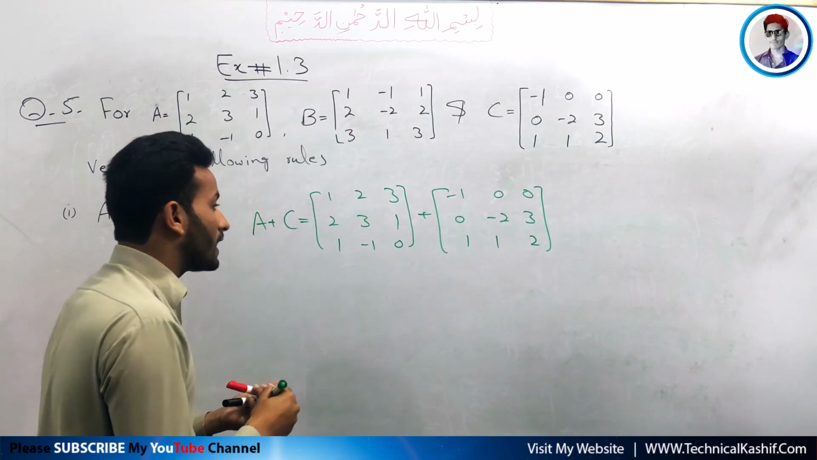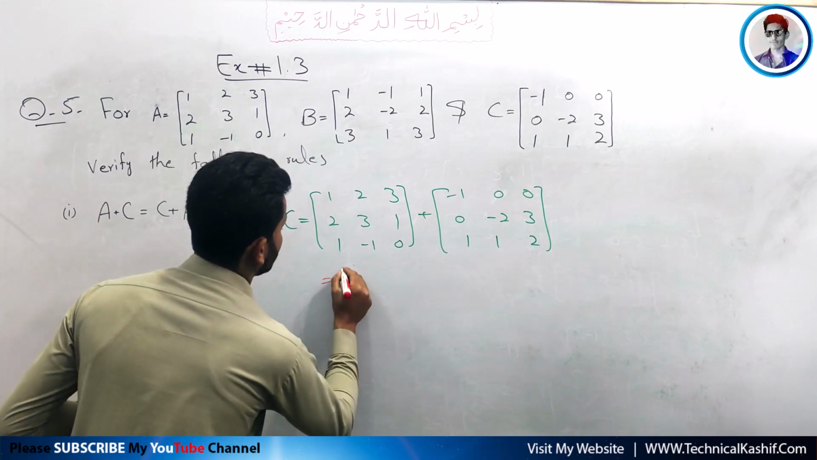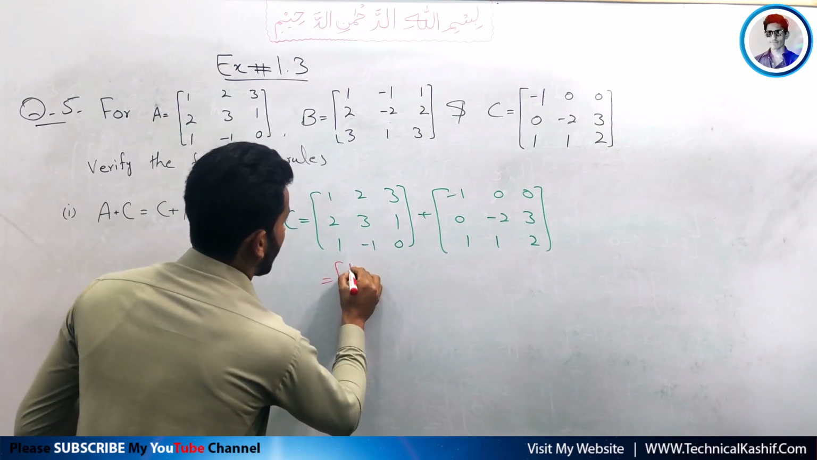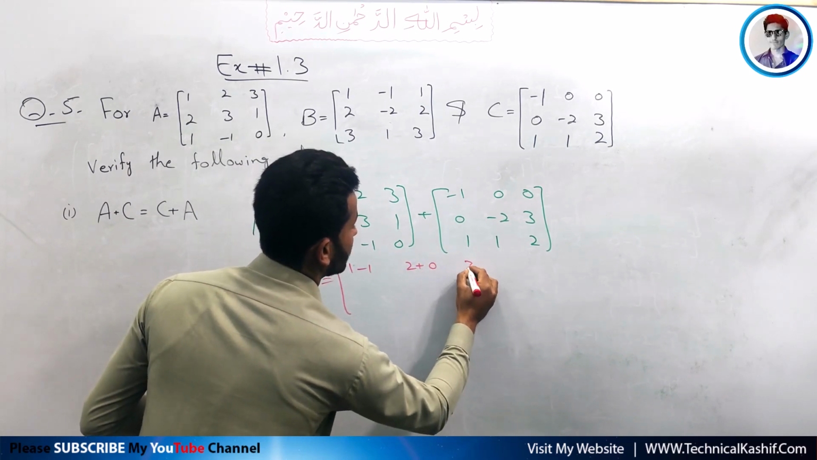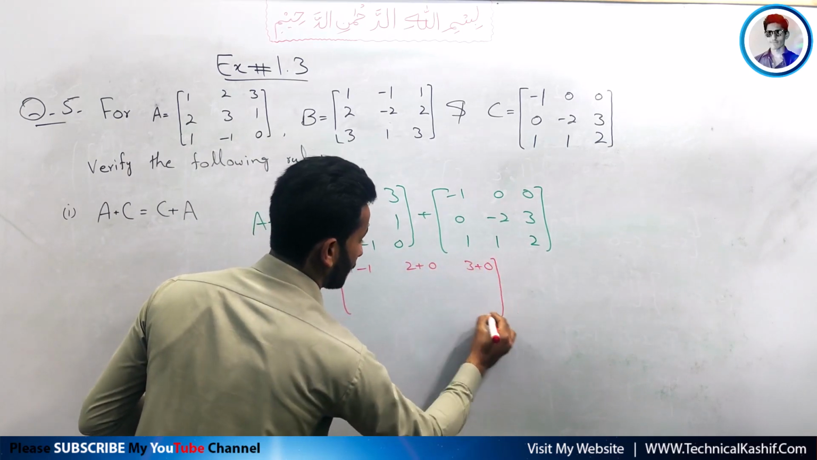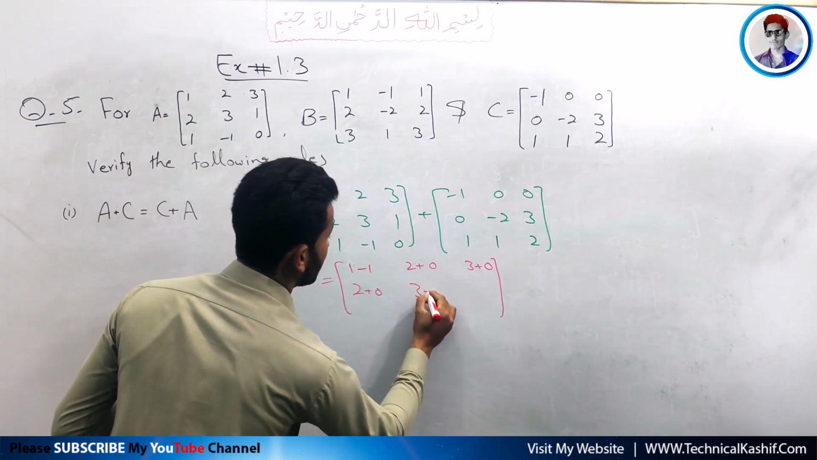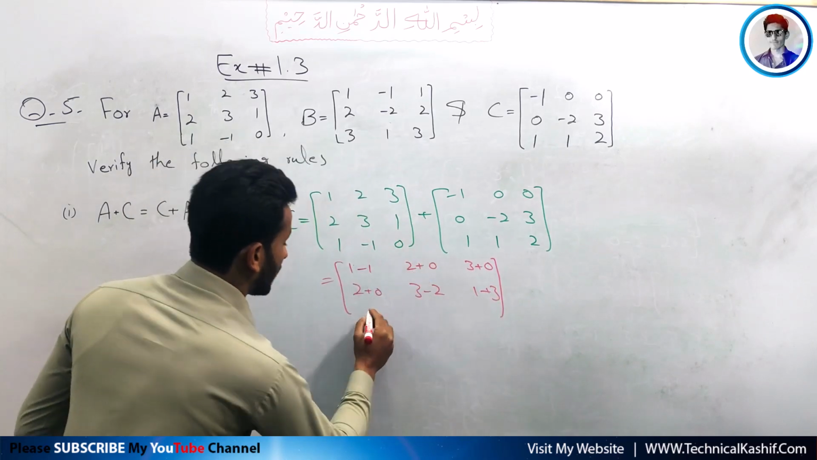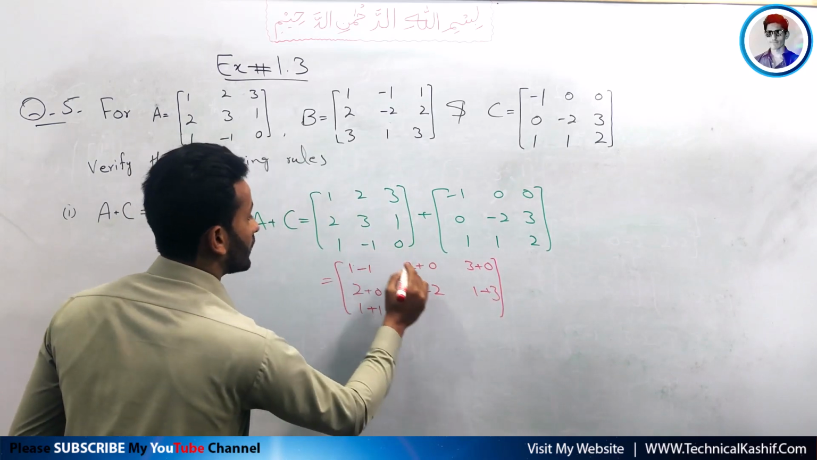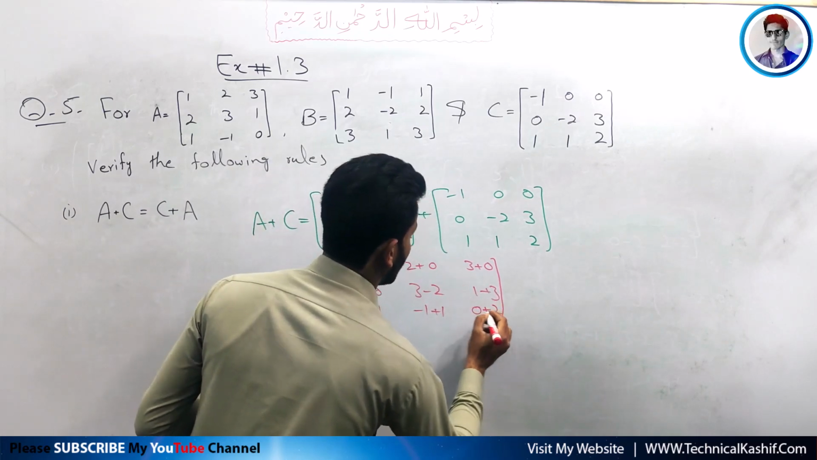By adding A and C, we get 1 minus 1, 2 plus 0, 3 plus 0. Next one, 2 plus 0, 3 minus 2, 1 plus 3. Next one, 1 plus 1, minus 1 plus 1, and 0 plus 2.